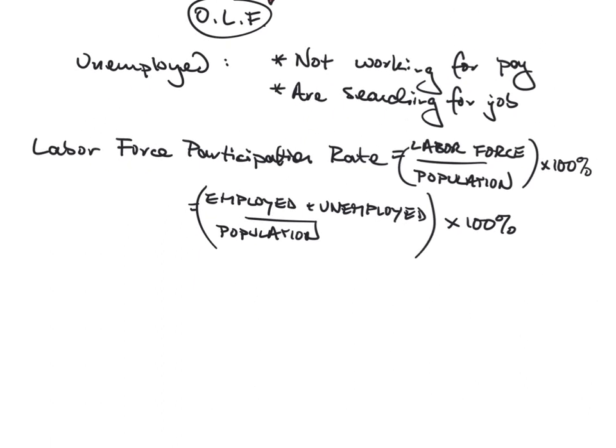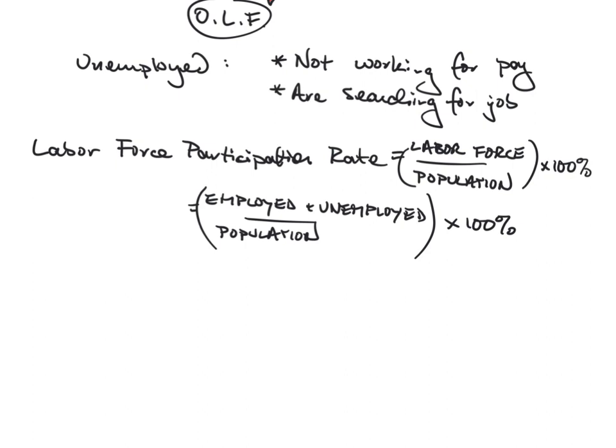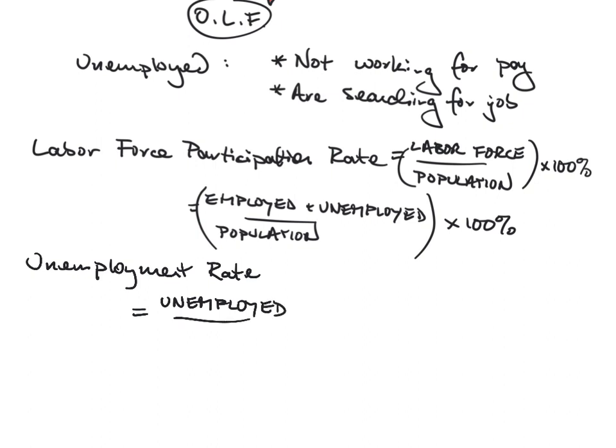Okay. So labor force participation rate is one thing that comes out of this. The other is the unemployment rate. And the unemployment rate is the fraction of the labor force who are unemployed. Number of people unemployed over the size of the labor force, which is employed plus unemployed. Okay. And again, I'll put times 100% because usually we express it as a percentage.